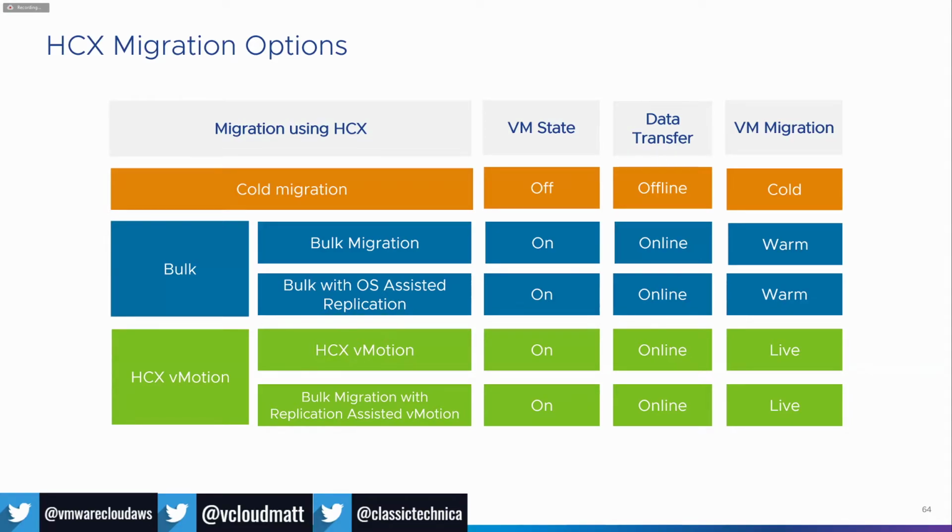The bottom one, bulk migration with replication assisted vMotion, which I think has now been renamed to HCX migration with vMotion, something along those lines. We like to rename things.